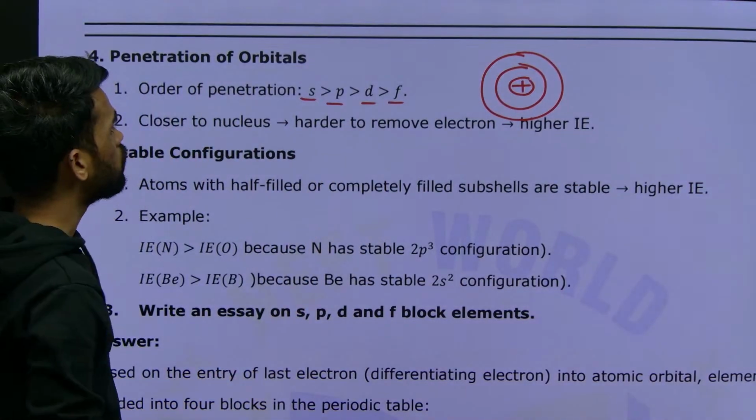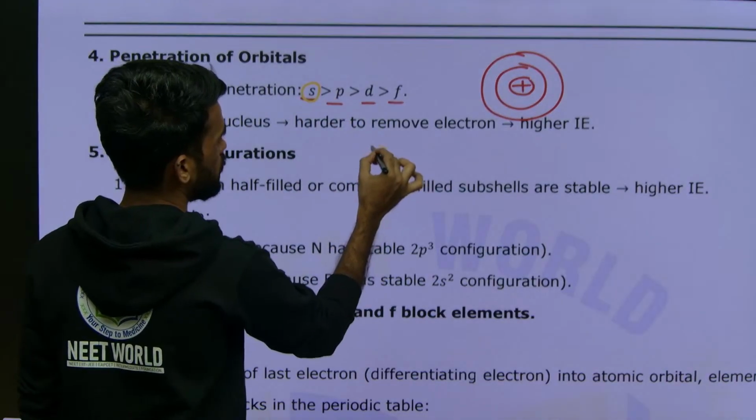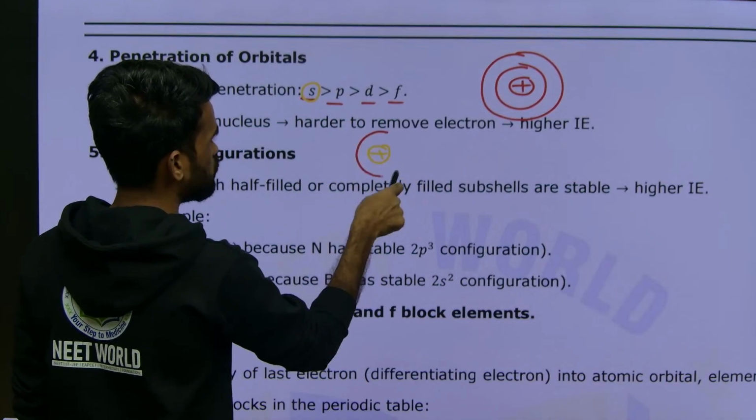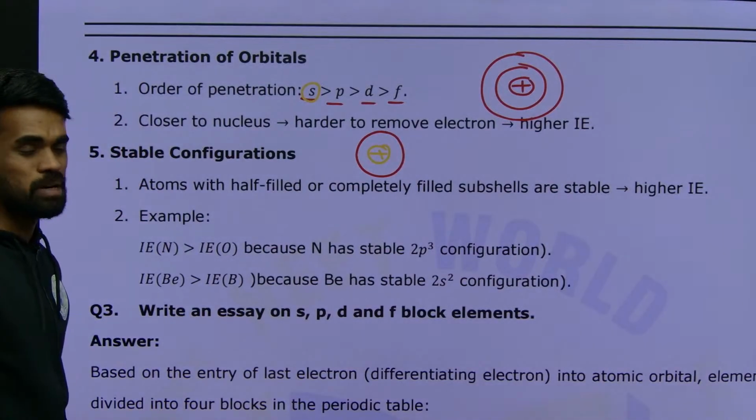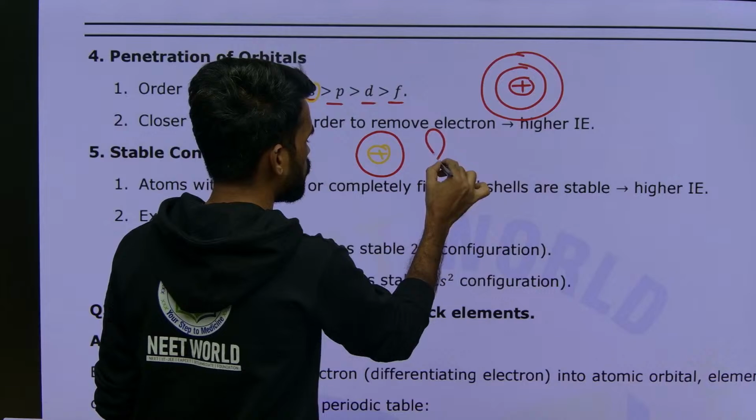Okay, so the S orbital shape is spherical, so it means around the nucleus it will be spherically symmetric. It will be symmetric around the nucleus. When it comes to the P orbital, it will be a dumbbell shape.